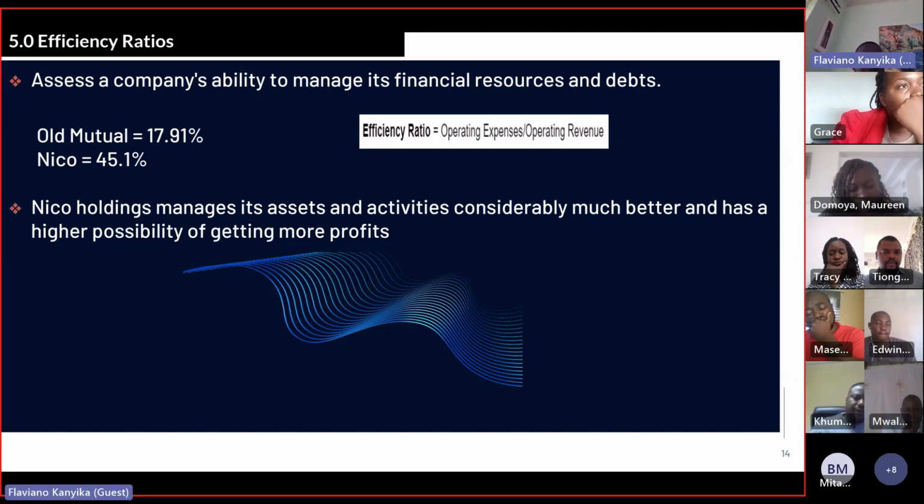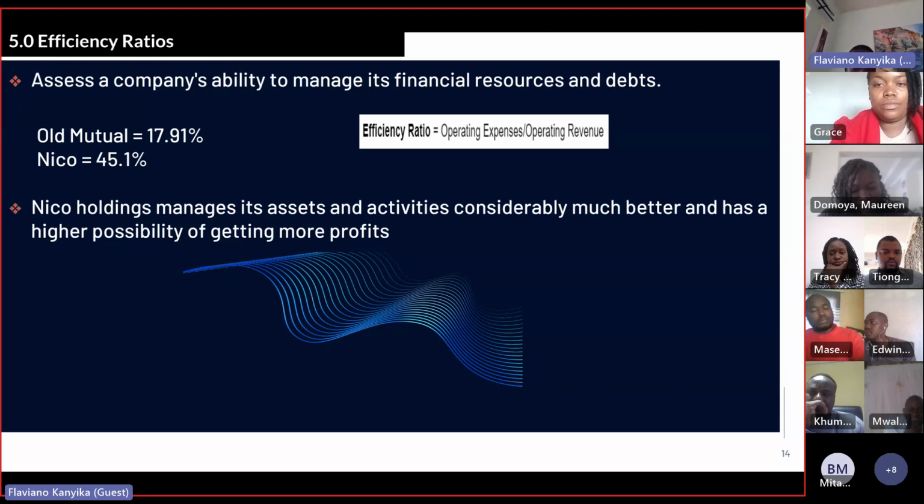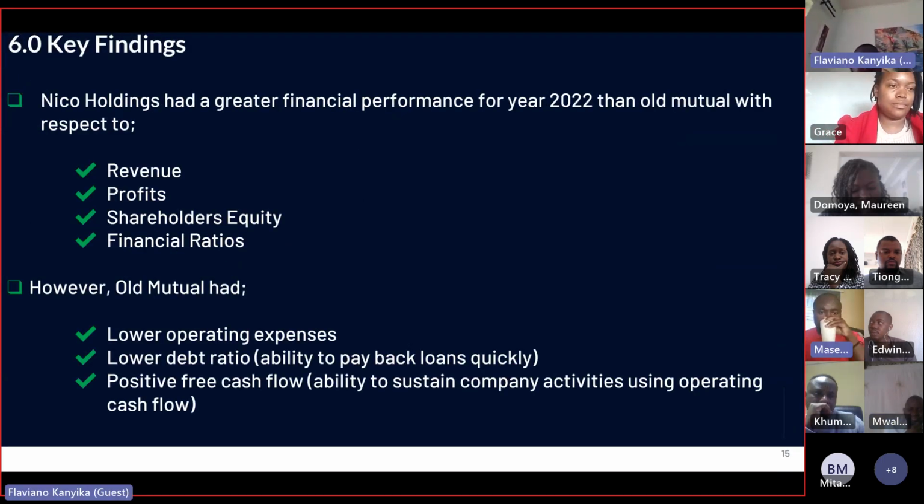So Old Mutual has 17% and NICO has 45%. So NICO is on the higher side again. NICO manages its assets and activities considerably better and has a higher possibility of getting more profits. Key findings: NICO Holdings had a greater financial performance for the year 2022 than Old Mutual in respect to revenue, profits, shareholders' equity, and financial ratios. However, Old Mutual had lower operating expenses, a lower debt ratio, and positive free cash flow.